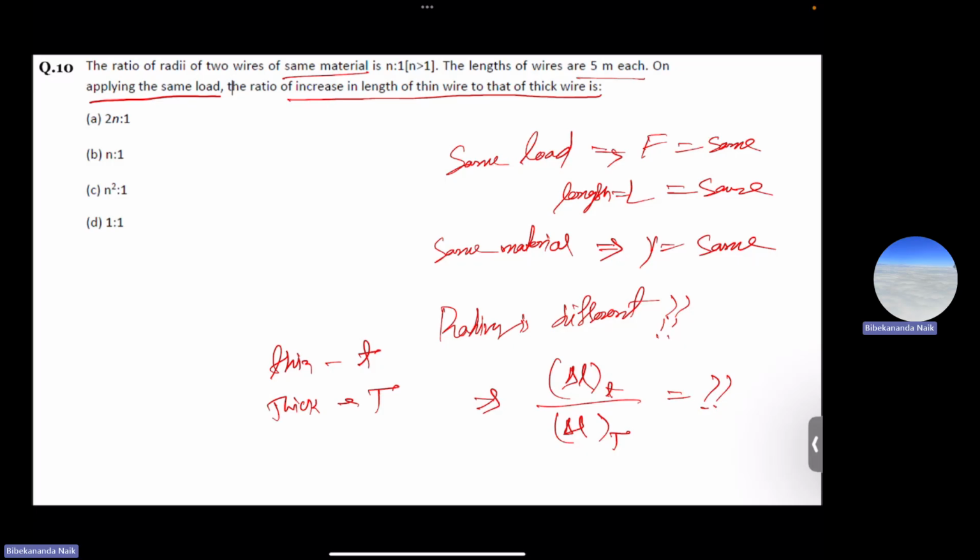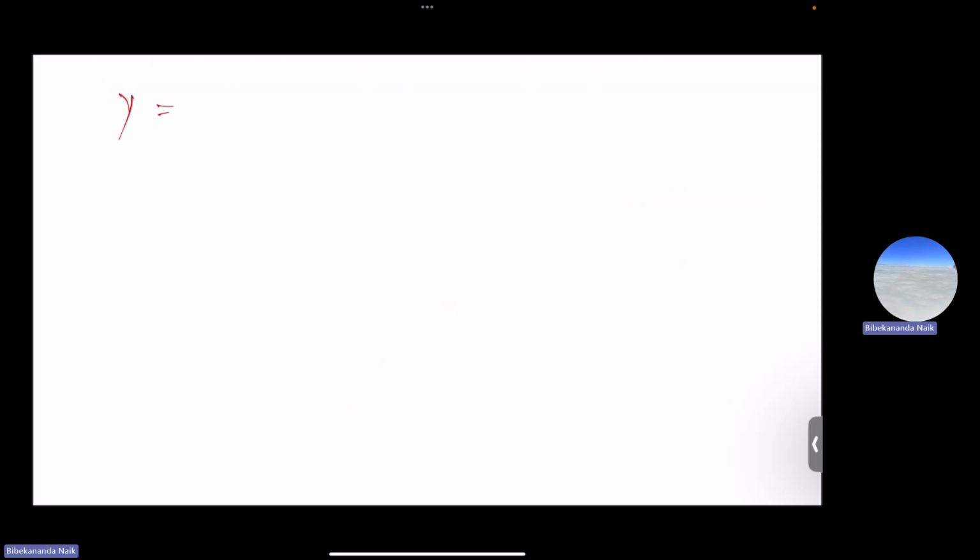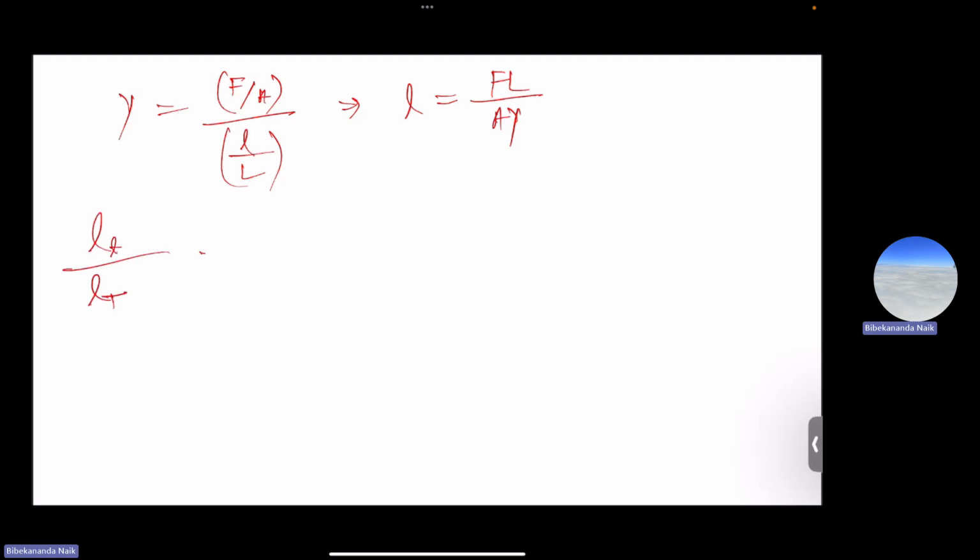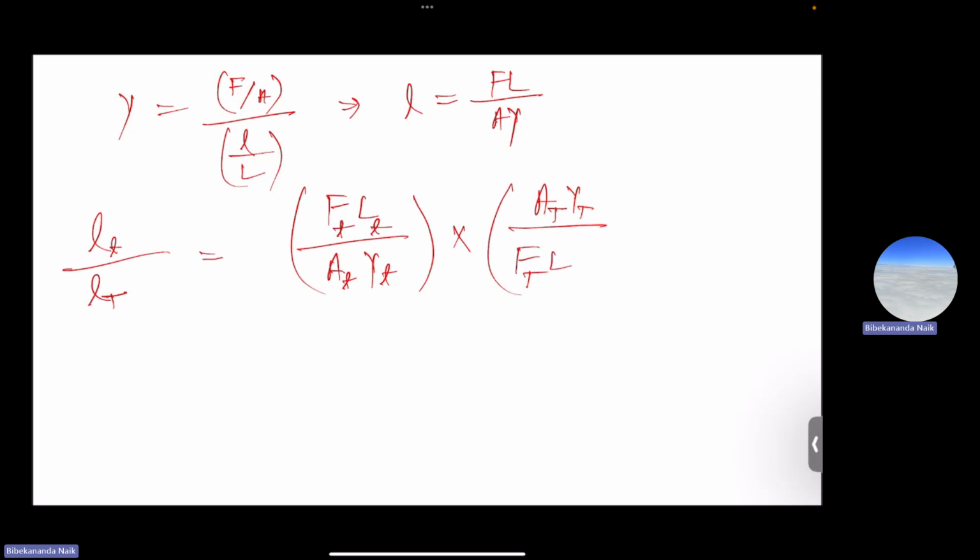So if you calculate it, we know Y is equals to F divided by A, small l by capital L. So small l is F L divided by A Y. So l small t divided by l capital T is F L divided by A Y into A Y divided by F L. So F is same, so F and L is same. Again Y is same.